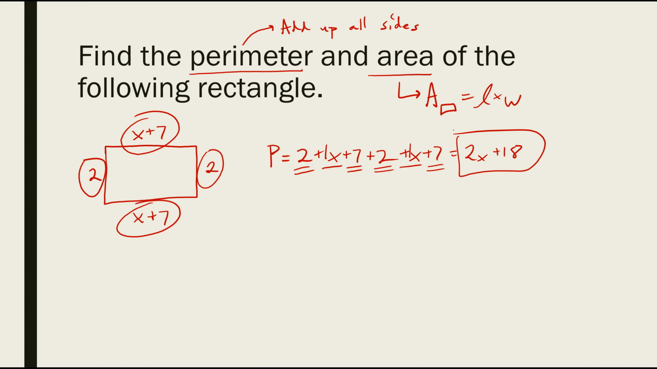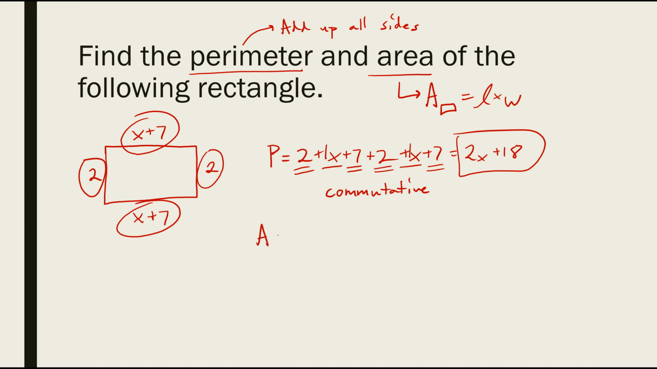Now keep in mind, the reason that I can do the combining like terms out of order is because of the commutative property. The commutative property tells me that if I want to add these x's together before adding everything else together, that's totally fine. I can change their orders and add them first.